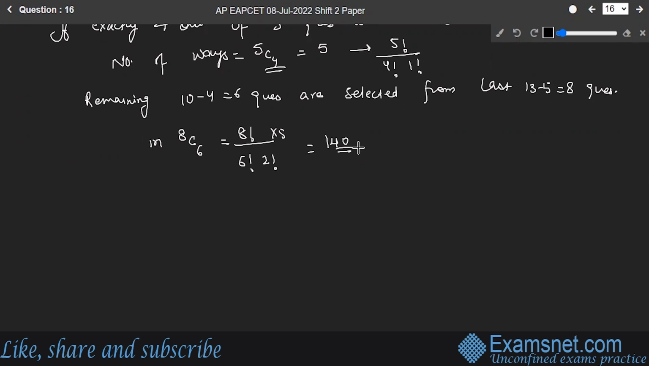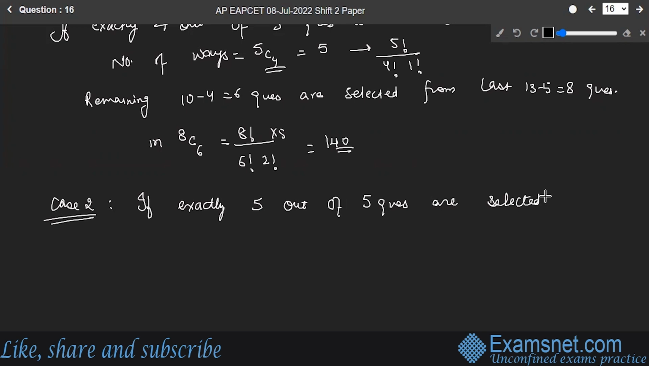Second case says if exactly 5 out of 5 questions are selected, then the number of ways that can be done is 5C5, which is equal to 5 factorial upon 5 factorial into 0 factorial, that is equal to 1 only.